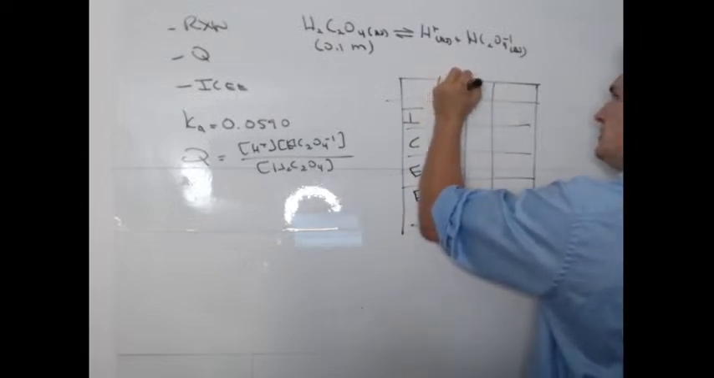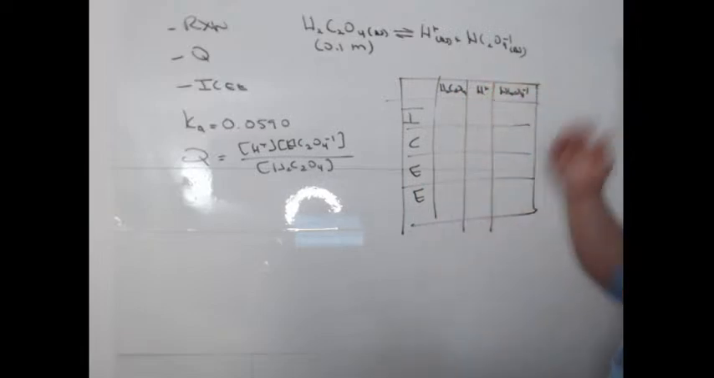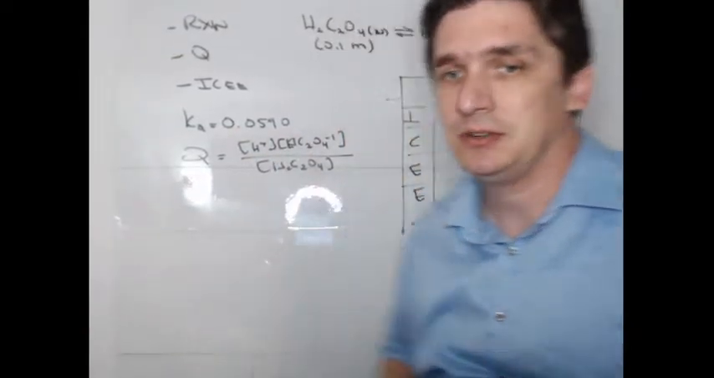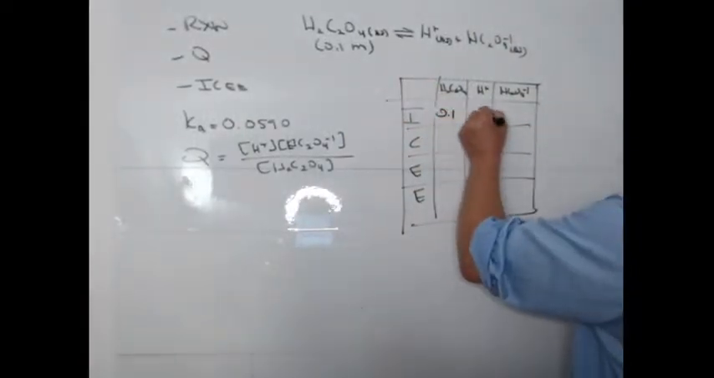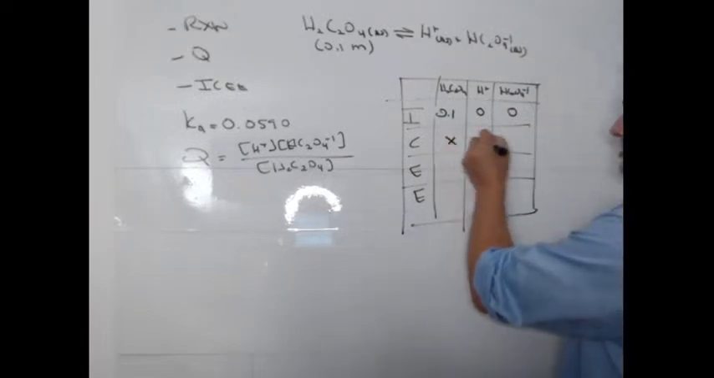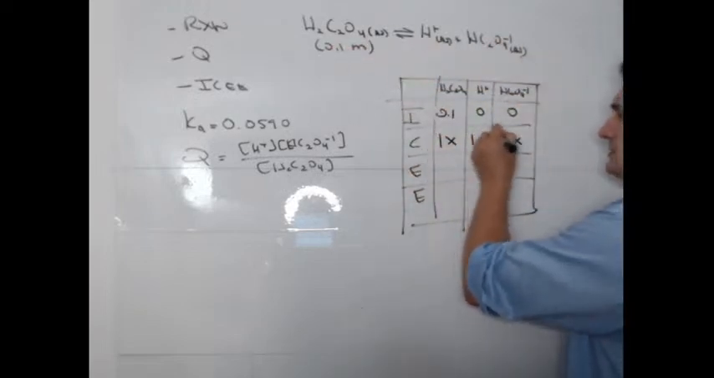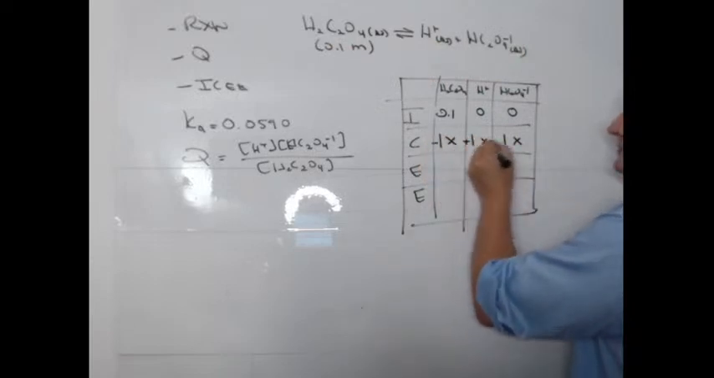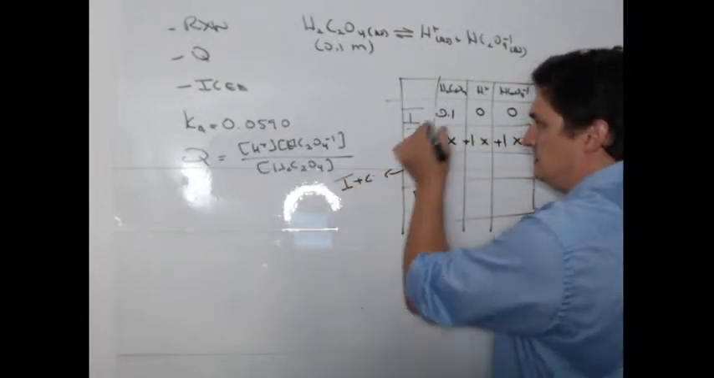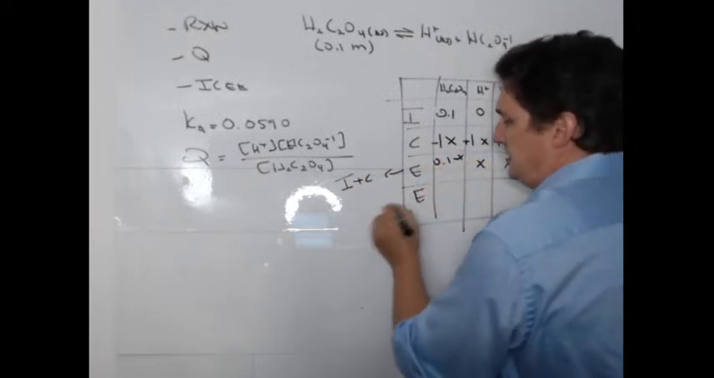We have H2C2O4, H+, and HC2O4-1. So I here is the initial concentration. If you're not given initial concentration, the assumption here is 0. So we're given 0.1, H+ is 0, and HC2O4 is 0. The change is always the reaction coefficient times the extent of reaction. Each of these has a 1, so they're going to be 1 times x. For the reactants, it's going to be negative. For the products, it's going to be positive. E here is literally I plus C. So here we have 0.1 minus x, x, and x. And E here is the numerical row.